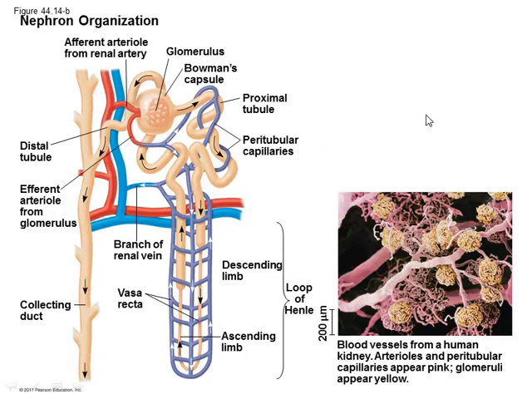Now, the basic nephron organization is this. We're going to have a capsule, a catch basin. And inside, it's going to be the Bowman's capsule. Inside is a capillary bed called the glomerulus. That's where your filtration step happens.